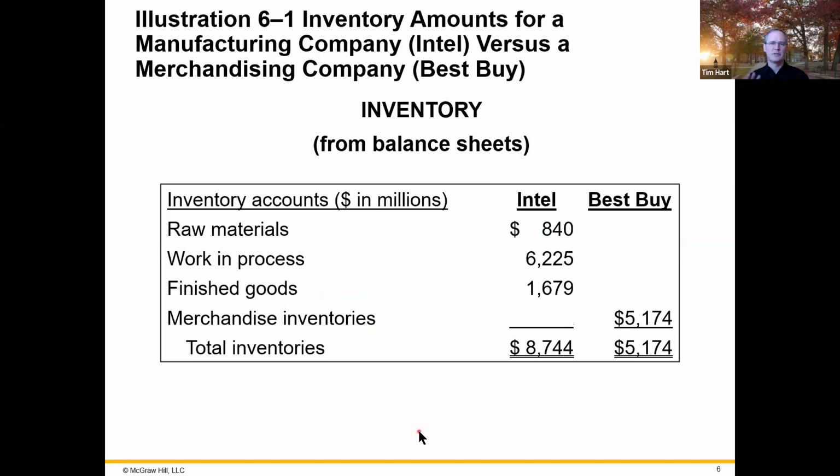So for comparing manufacturing versus a retailer, Intel makes the chips, computer chips and stuff. They'll have the raw materials, the silicon, the parts, the plastics, whatever, the work in process, so all the chips that are in process and other things they make, right? And this is in millions, so those are big numbers. And then finished goods that they've got available. So that is their total inventories. All of that represents inventories to them. And for Best Buy, they don't make any of those things, but they have merchandise inventories available for sale. So it's all inventory, just different types of inventory that are appropriate for the different type of company.